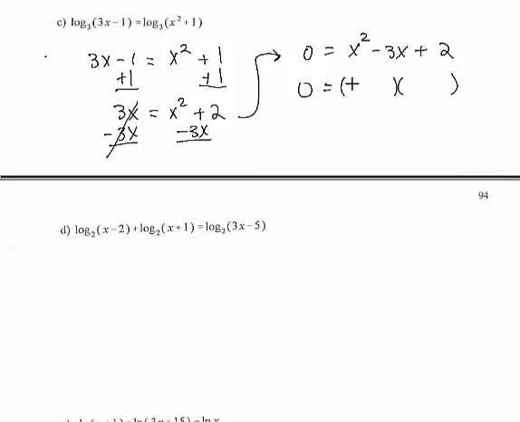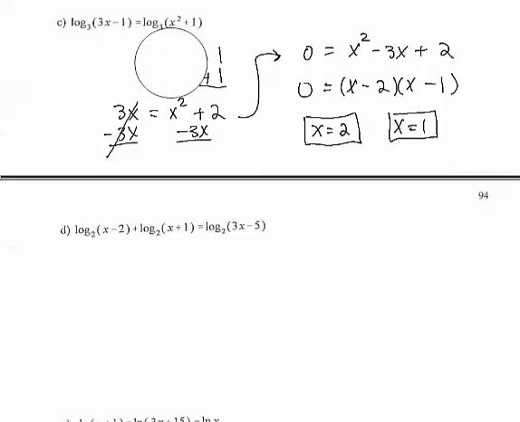If we factor this, we have x minus 2, and then an x minus 1. Negative 2 times negative 1 is plus 2. Negative 2 plus negative 1 is negative 3. And these two factors would give us the answers x equals 2 and x equals 1. Alright, so let's double check these. Let's check them with the original equation we were given.